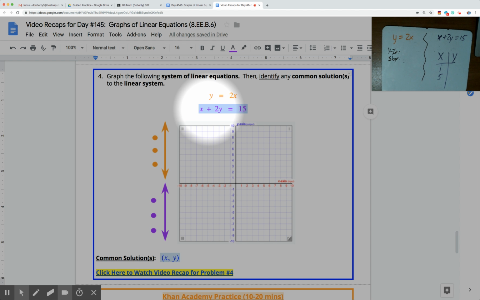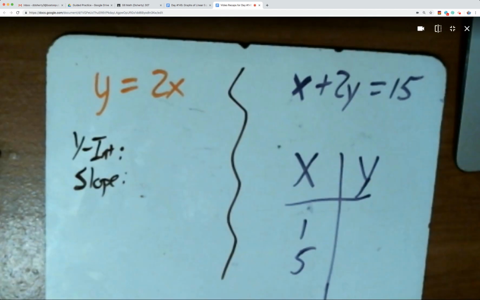We do not know the slope and the y-intercept just by looking at this equation, because it is not solved for y. It's not in slope-intercept form. So we'll talk about how to graph equations like that. Take a look at these two equations on full screen on the whiteboard.